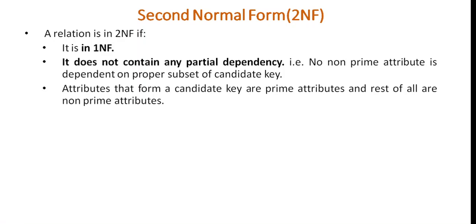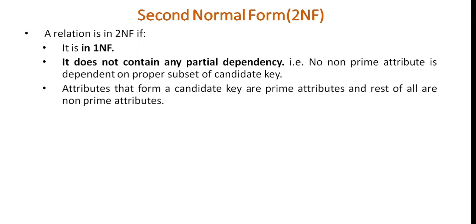For this we can consider a simple example. If we have a student table, then in the student table roll number is a primary key, it is a candidate key. It means that by using roll number we can identify each student uniquely. So roll number can be called a prime attribute, and all the remaining attributes which are not part of the candidate key in the student table are called non-prime attributes.